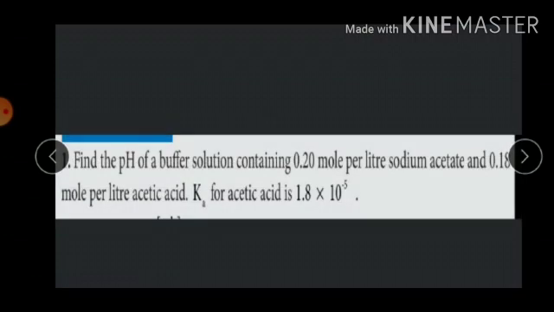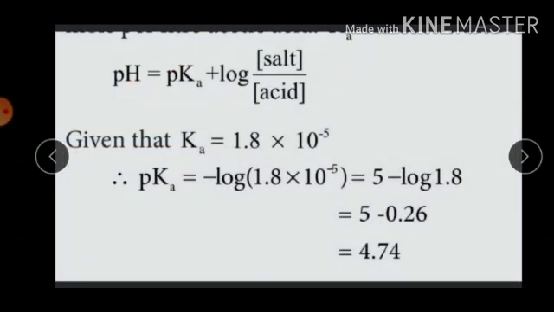Find the pH of a buffer solution containing 0.20 mole per liter sodium acetate and 0.18 mole per liter acetic acid. Ka for acetic acid is 1.8 into 10 to the power minus 5. The question is the pH. According to the Henderson equation, we know the formula: pH is equal to pKa plus log salt by acid.